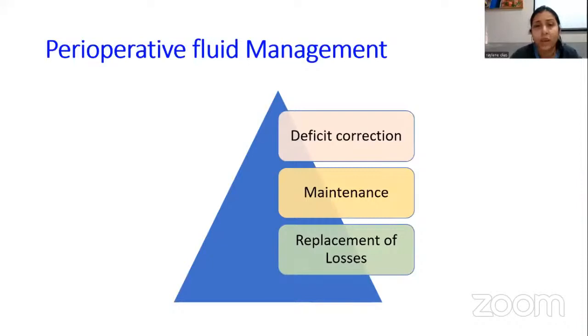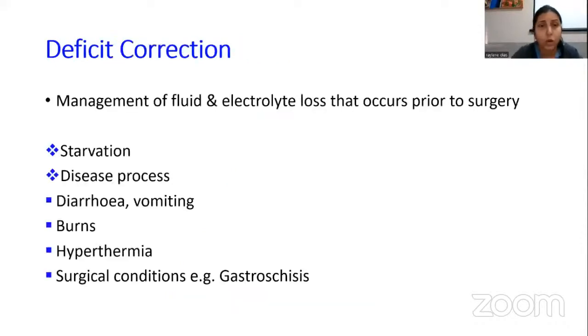So we usually correct the deficit. We have to give a maintenance fluid as well, and we have to replace whatever other losses. So how do we correct this deficit, and what is this? This is the fluid and electrolyte losses that occur prior to surgery. This could be due to the starvation process, or it could be due to the disease process itself.